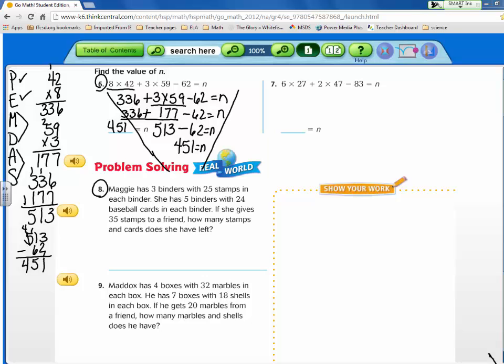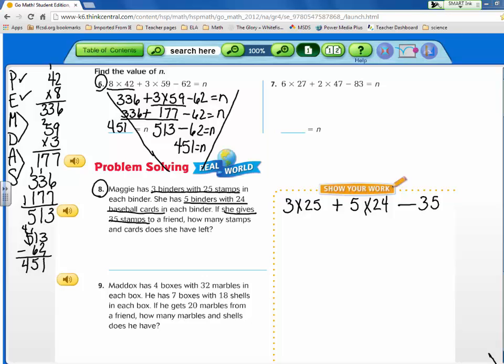Instead of solving 3 separate problems, we're going to write this as one. So we have 3 times 25 for our 3 binders and 25 stamps. Then we have 5 binders with 24 baseball cards, and we're adding those two together. And then she's going to give 35 stamps to a friend. And we want to know what that is. So we'll use our order of operations.